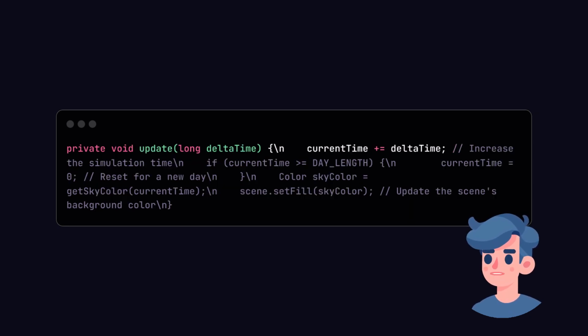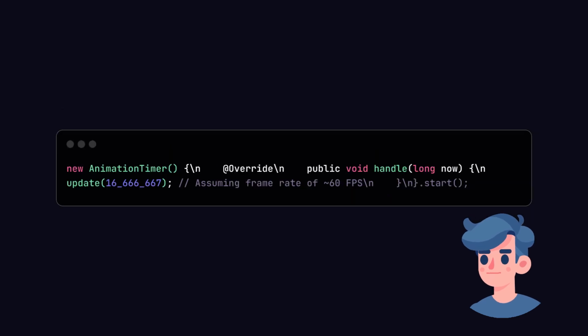We will call this getSkyColor method from an update function that runs in a game loop. The loop will adjust the current time and update the scene background accordingly. Now, let's create the game loop. In JavaFX, we can utilize an AnimationTimer to create smooth updates. Here's how to set it up.